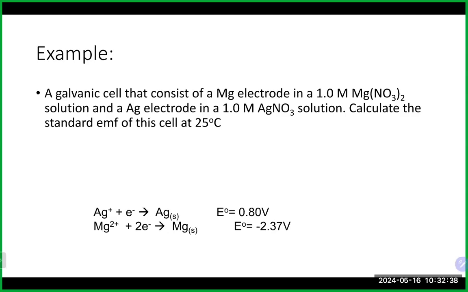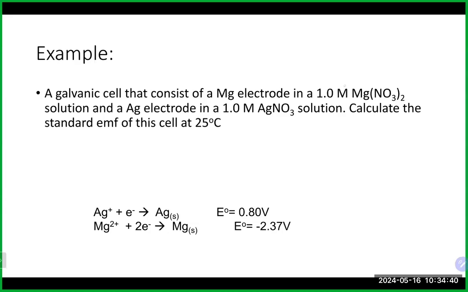All right, so let's try this one here. A galvanic cell consists of magnesium and silver. Calculate the cell voltage in this case as well. On this one, we are trying to find our E of our cell.